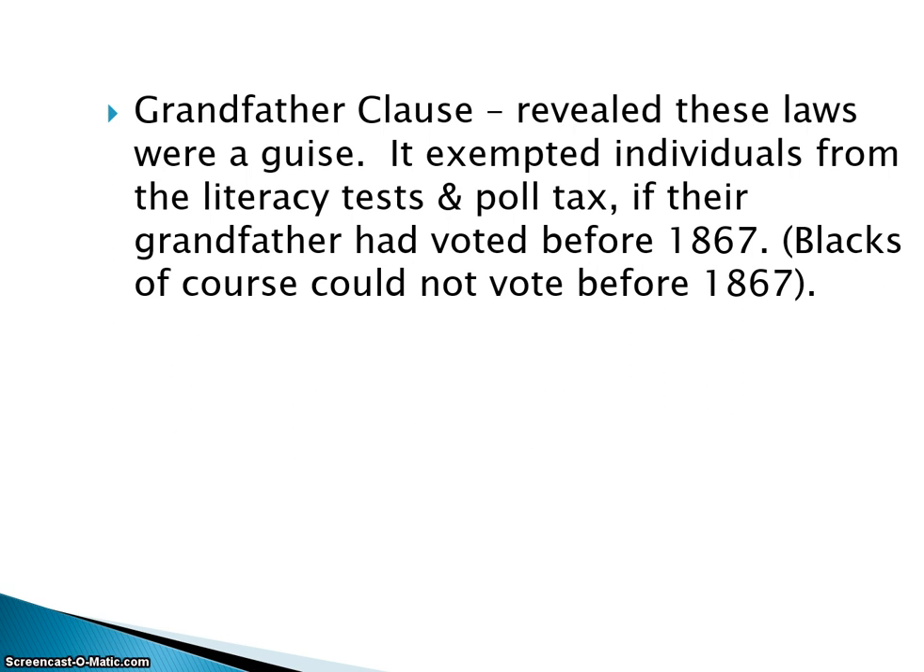This was a guise. It only fell on blacks. It was blacks' grandfathers who could not vote before 1867. So this was a neutral law on its face, but it was highly discriminatory. And so the grandfather clause revealed that this was a lie.